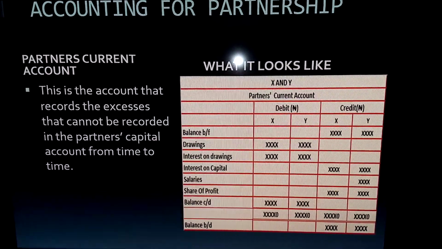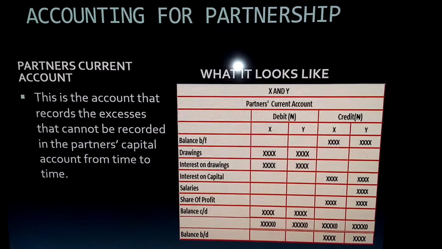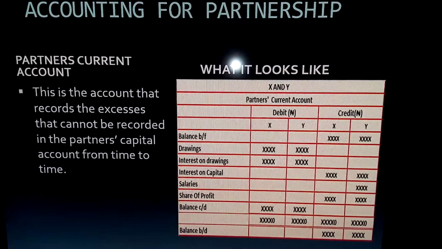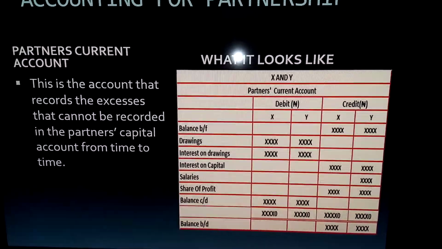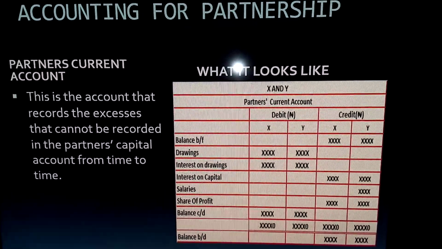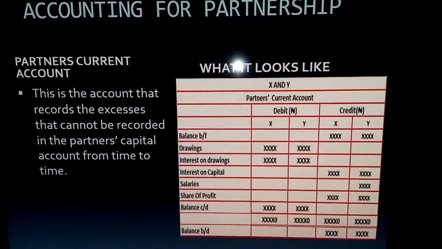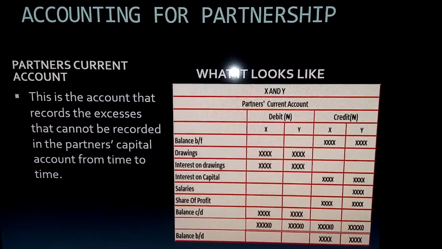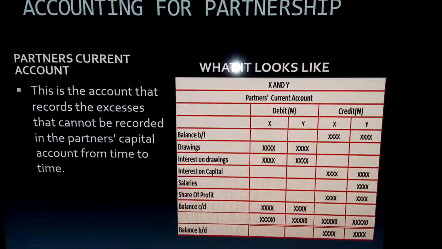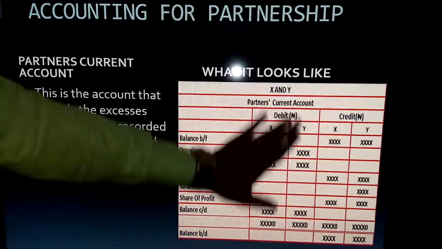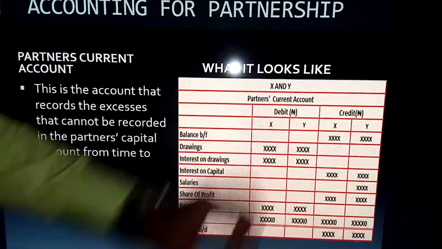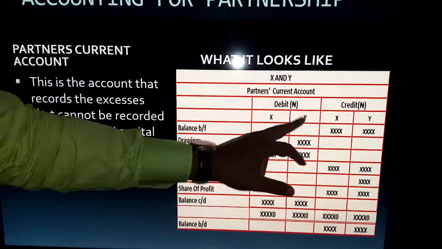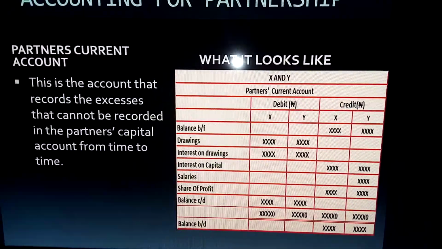So the fixed capital account does not change. If you have an excess like share of profit, like interest, you take it to the partners' current account. So this is operated concurrently with the partners' fixed account. The partners' current account is the account that records the excesses that cannot be recorded in the partners' capital account from time to time. So this is what you see here. You can see X and Y, they are in the partnership. This is the partners' current account. The same way you have debit for X and Y, you have credit for X and Y.